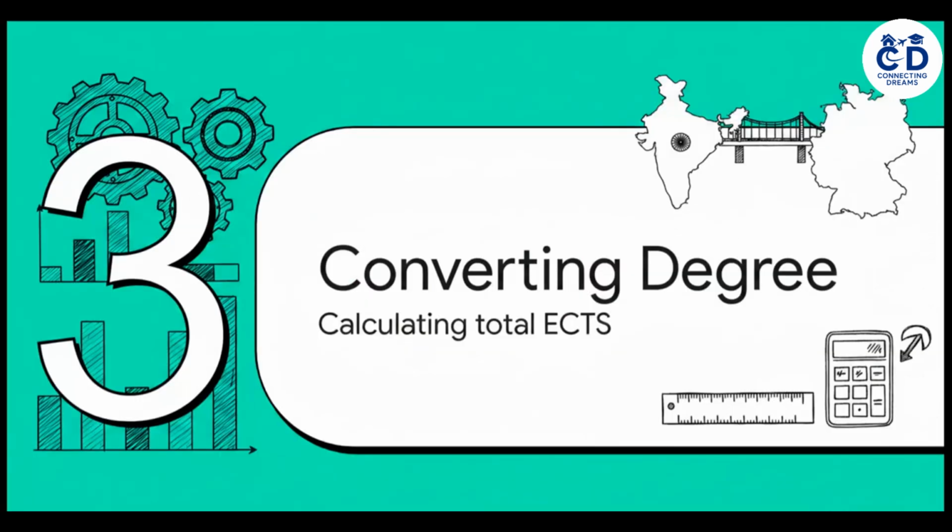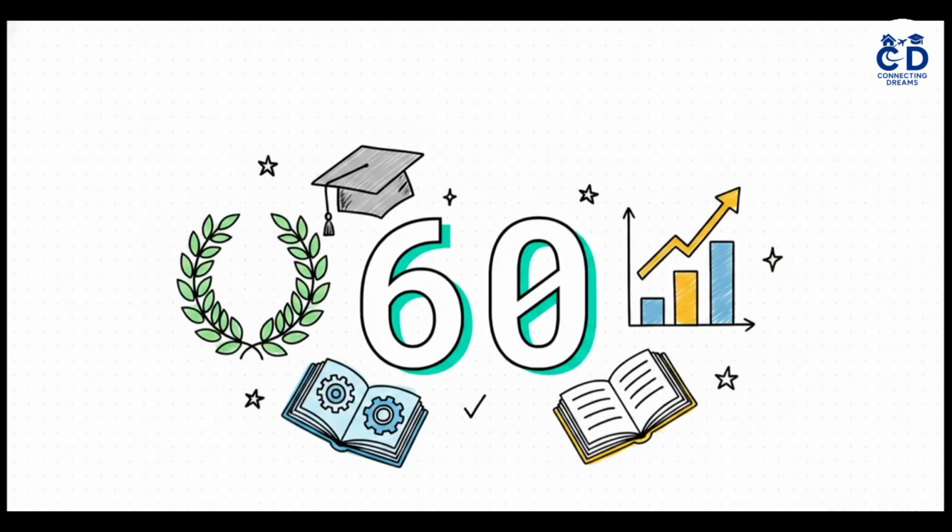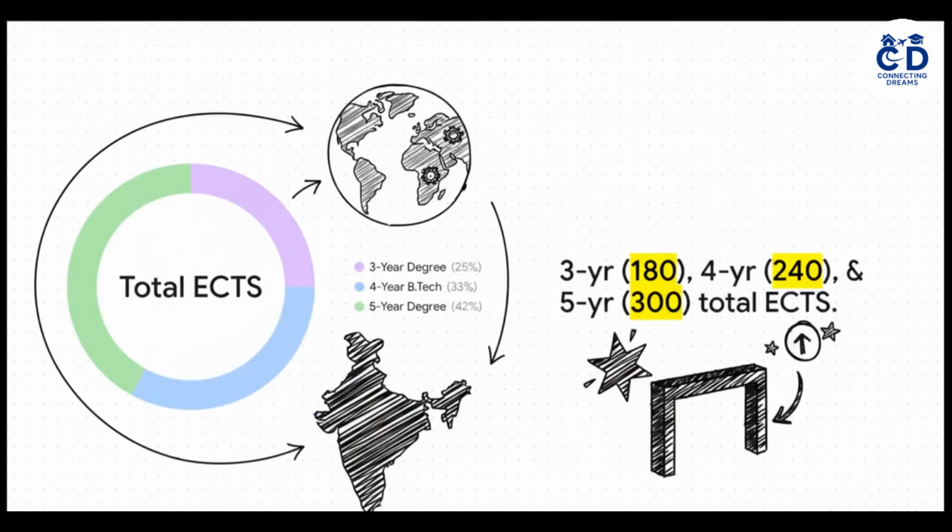Which brings us to Section 3, converting your engineering degree. 60. This is your golden rule. In the German higher education space, one full academic year of study universally equals exactly 60 ECTS credits. You're definitely going to want to keep this number anchored in your mind because it literally forms the basis for your entire degree conversion. And this brings us to some really fantastic news.